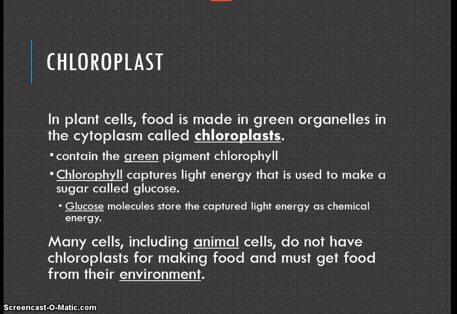Many cells, including animal cells, do not have chloroplasts for making food and as a result must get their food from their environment.